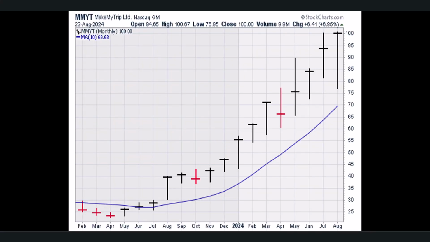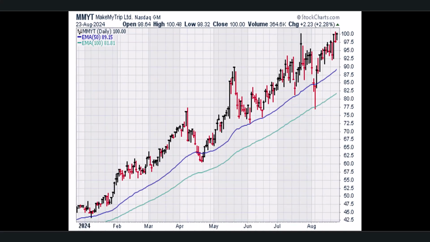According to Prime Trade Select rules, a stock is in a bull trend on a monthly basis if the stock price is above the 10-period or 10-month simple moving average. The monthly chart shows that MMYT is well above the moving average line, so the monthly trend in MMYT is up. Now we're going to look at the daily chart.